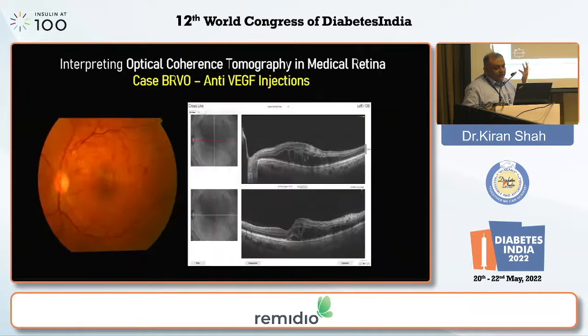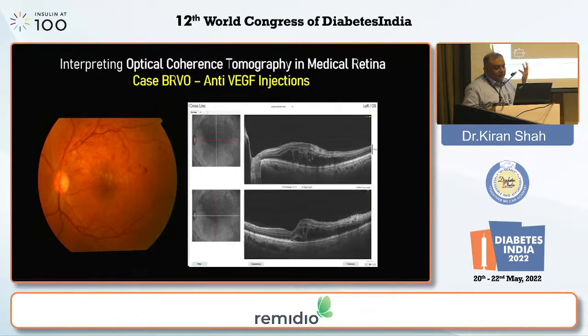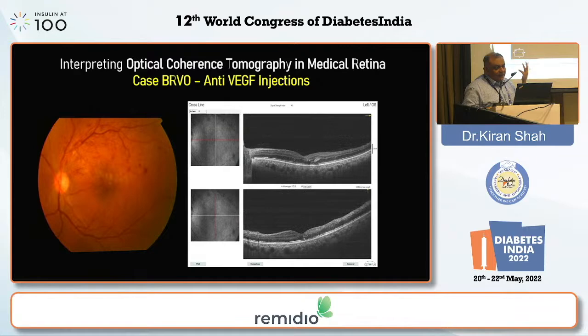In this patient, again, there is branch retinal vein occlusion, you can see out there on the top in the fundus picture, and so he was given 1 dose and then 2 doses. In fact, this patient needed 2 doses of anti-VEGF injections.